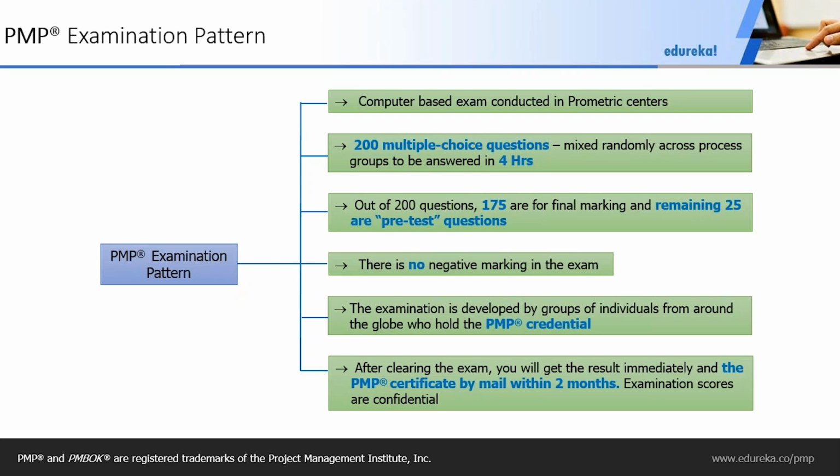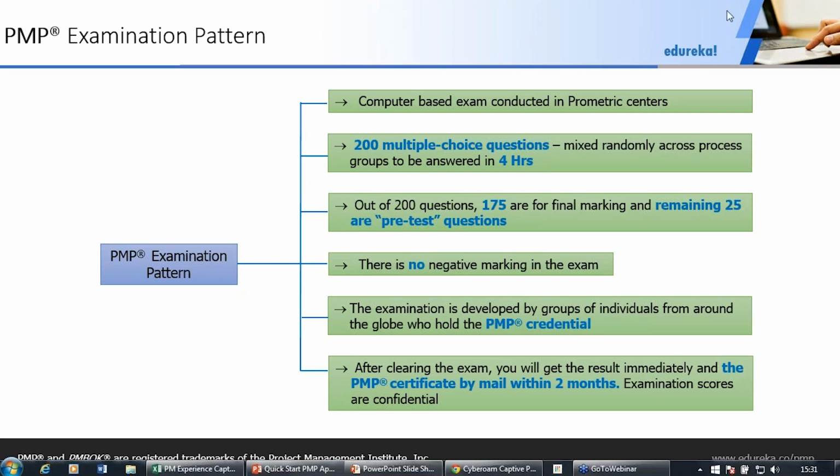Okay, so examination pattern. The PMP examination is a 4-hour long examination, and in 4 hours you will have 200 objective type questions. Out of these 200 objective type questions, there would be some pre-test questions as well. I'll come to that point. So these 200 questions are all multiple choice questions.